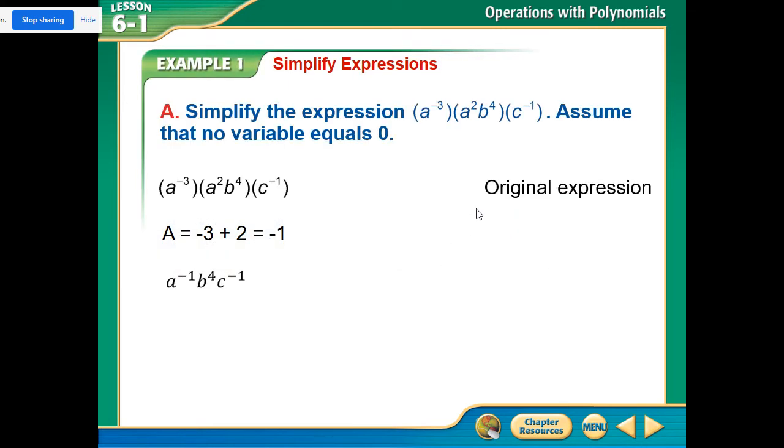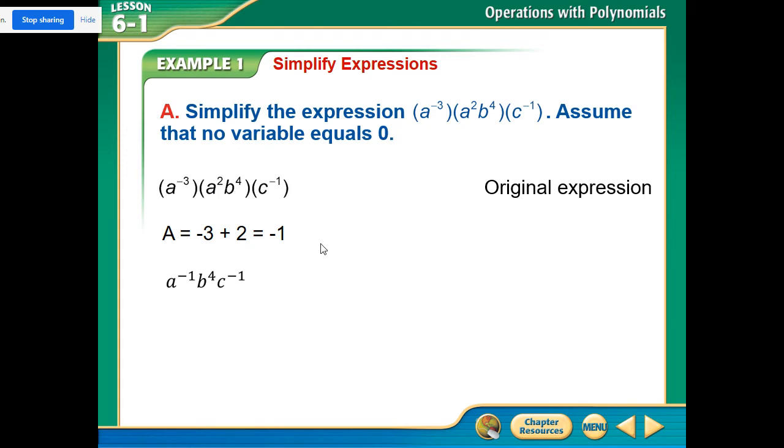All right. So here's our first problem. A to the negative third, a squared, b to the fourth, c to the negative first. Now notice these are multiplications. Since they're multiplications, we are going to add exponents. But we're going to only add exponents of bases that are the same. Notice we have 2 different a's. So I'm going to add those exponents. So here's the 2 different a's. We have negative 3 and 2. So negative 3 plus 2 is negative 1. So that's one of our exponents that we're going to get. Notice that I didn't do anything with the b or the c because there is no other ones with them.